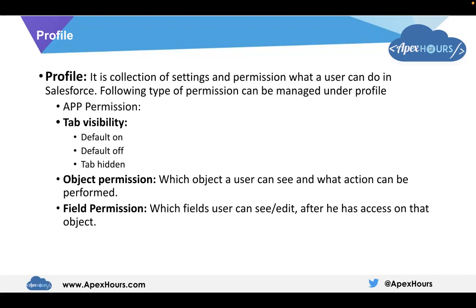In the object permission, we can decide which object a user can see and what kind of action he can perform on that particular object. Action means can he read the records, create the records, delete the records, or update the records. The field permission is the next level of permission after object permission. Once we have given object level access to a user, in that particular object, which fields a user can see and edit, we can control with the help of field permission.